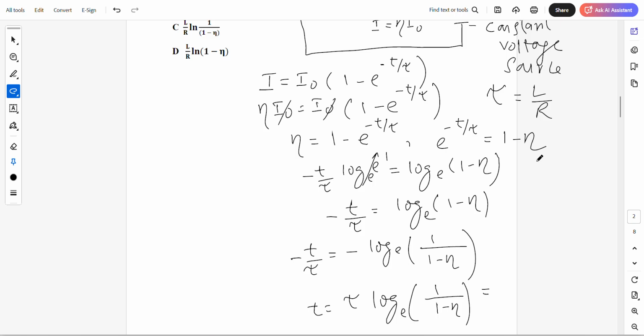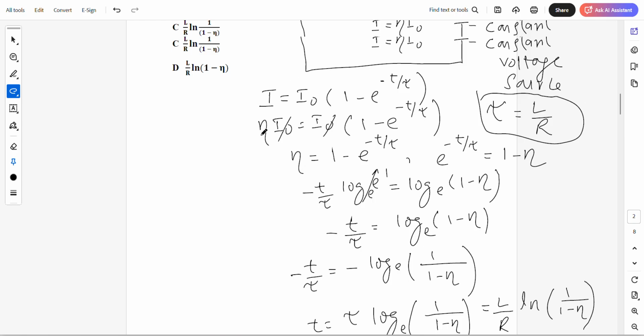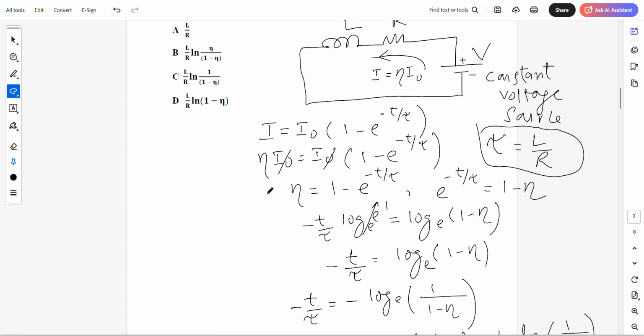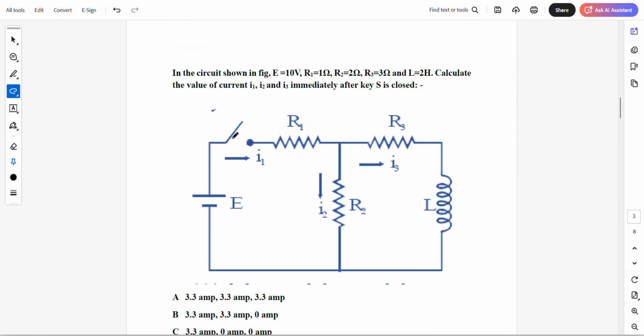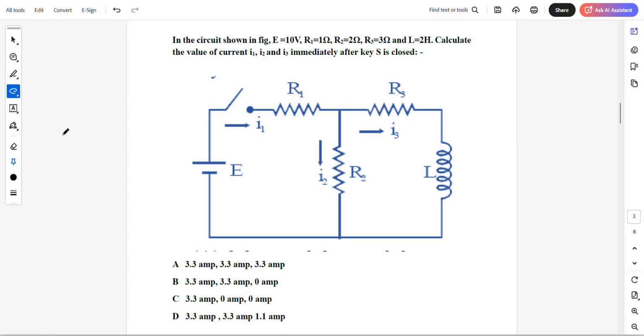What is tau? I have told you tau is nothing but L by R. So I can write this as L by R, ln, natural logarithm, of 1 divided by 1 minus eta. Log to base e is nothing but ln. So this is the correct answer: L by R, ln of 1 divided by 1 minus eta is the right answer. Hope you understood this sum. We will go to the next problem.